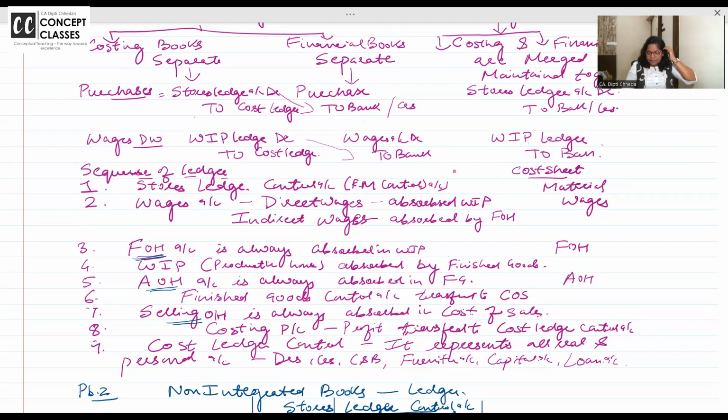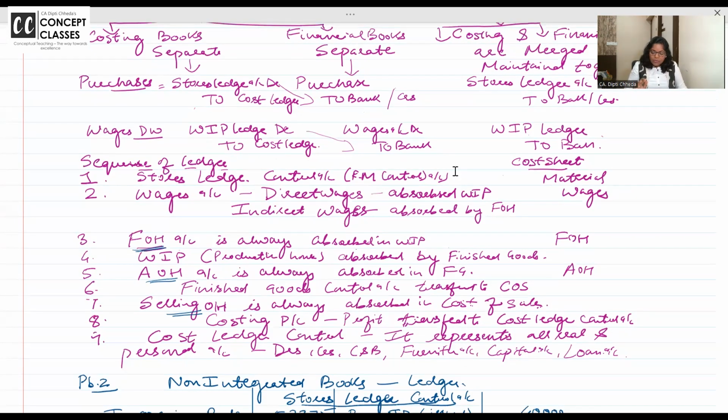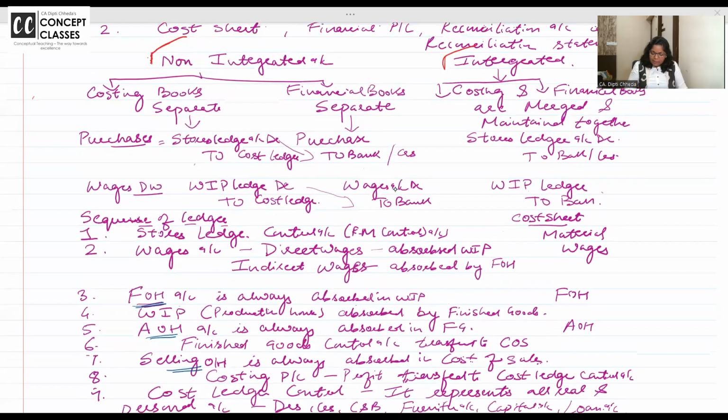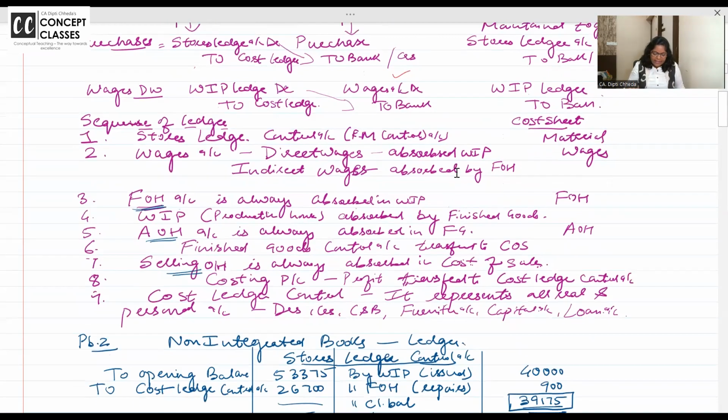Next is now sequence of the ledgers. Oh, sorry. Wages to bank आप यहाँ पे entry करोगे. Here what entry you will pass? Work in progress to cost. Why work in progress? Direct wages are absorbed in work in progress to cost ledger. And integrated में work in progress to bank. Clear? Now, sequence of the ledgers.